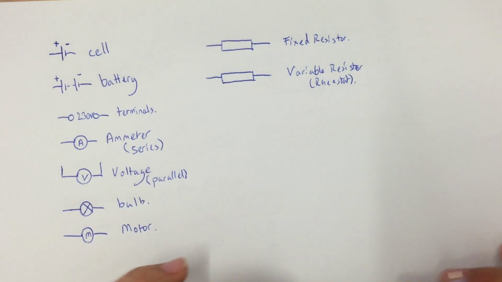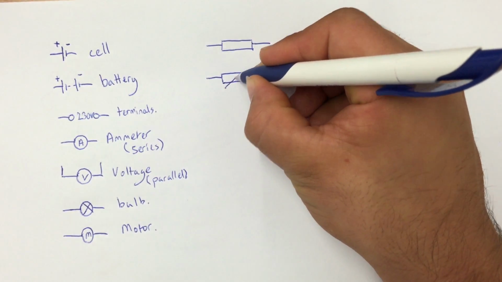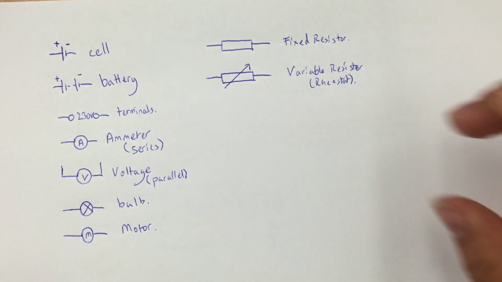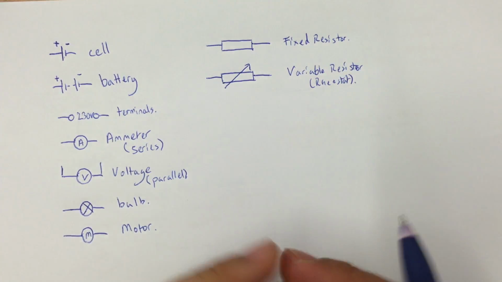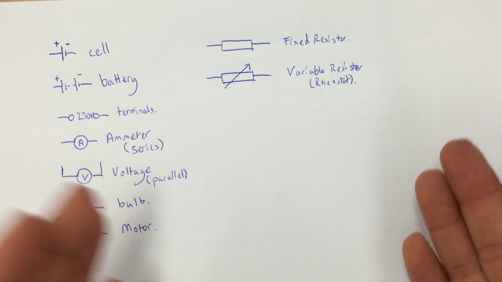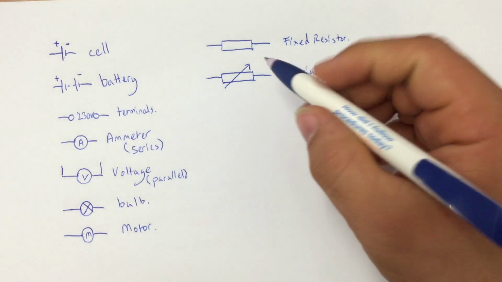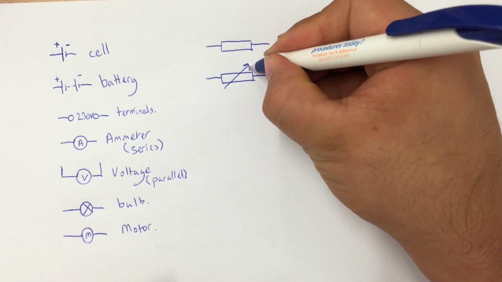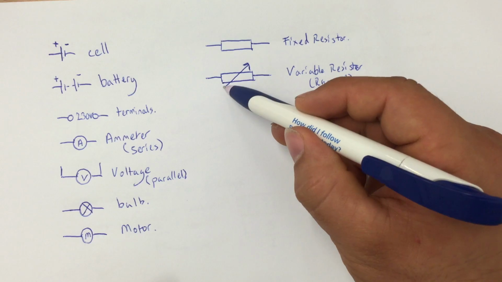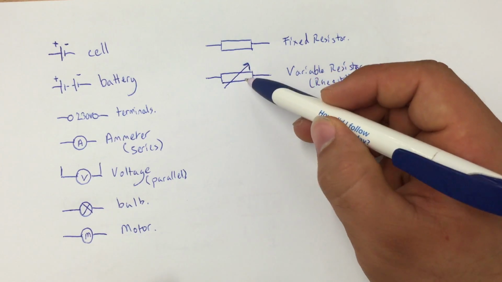And quite often it consists of a long coil of wire that you can move a slider up the wire to change the length of the wire and therefore change the resistance. But the way we show something as being variable is that we draw an arrow from bottom left to top right going straight through it.